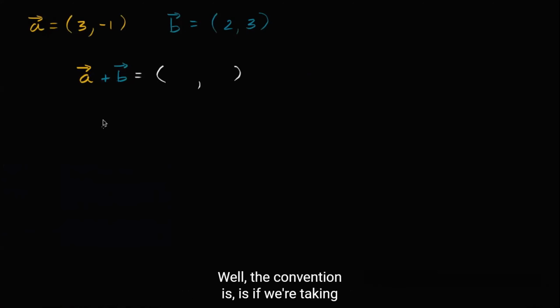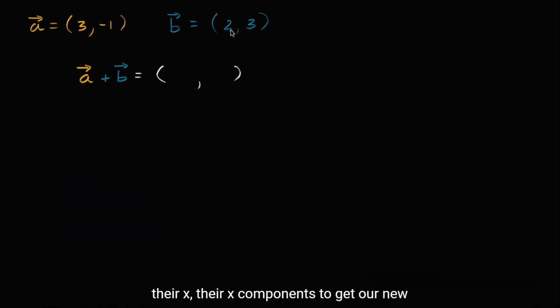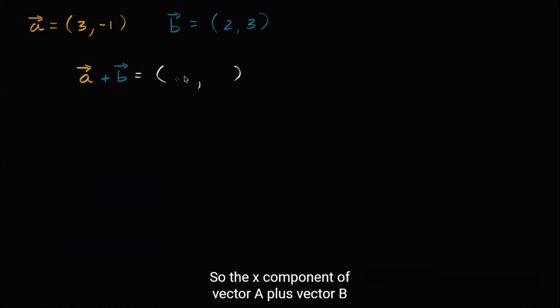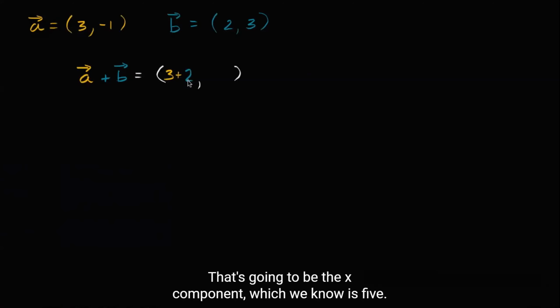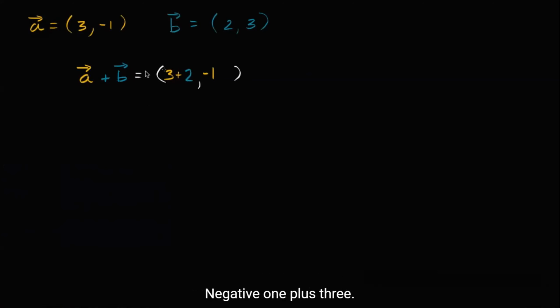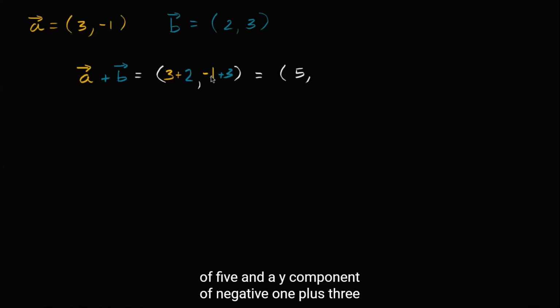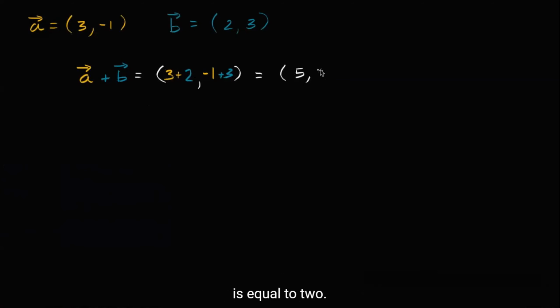Well, the convention is if we're taking the sum of two vectors, we can just add up their x components to get our new x component, and add up their y components to get the new y component. So the x component of vector A plus vector B is going to be 3 plus 2. That's going to be the x component, which we know is 5. And the y component is going to be -1 plus 3. And so the resulting vector is going to have an x component of 5 and a y component of -1 plus 3 is equal to 2. All right, that was pretty straightforward.